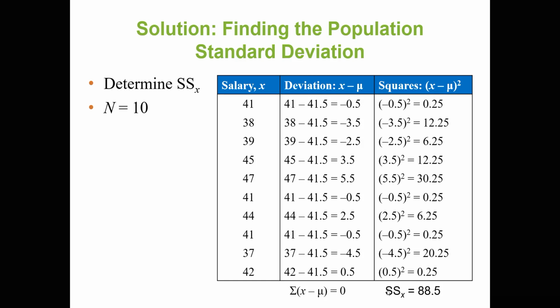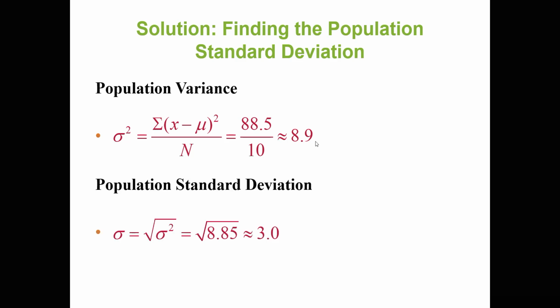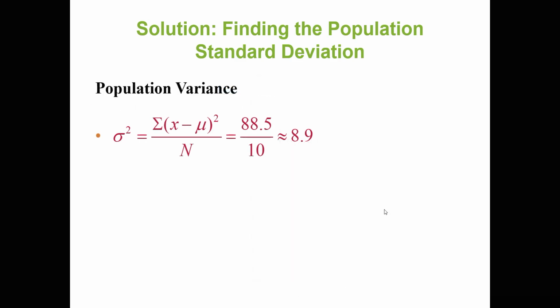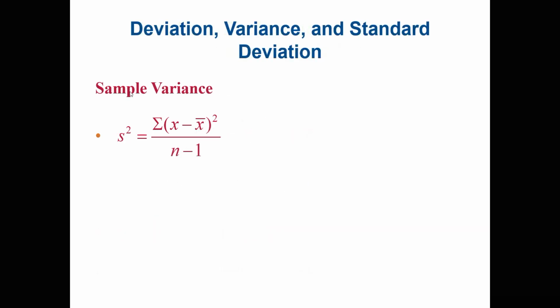Once you do that, you take the sum of squared deviations, which is 88.5. And once you have the sum of squared deviations, you now divide it by N in order to have the population variance. So here is your population variance, and if you want the population standard deviation, you simply take the square root of that value and you end up with that. So it's very important to always create your table, so everything is easy to compute and you don't have any issues. Now let's move on to the sample variance.